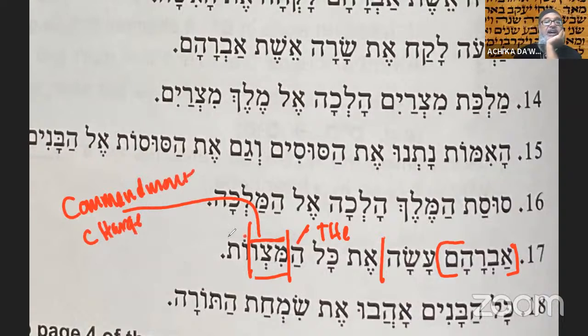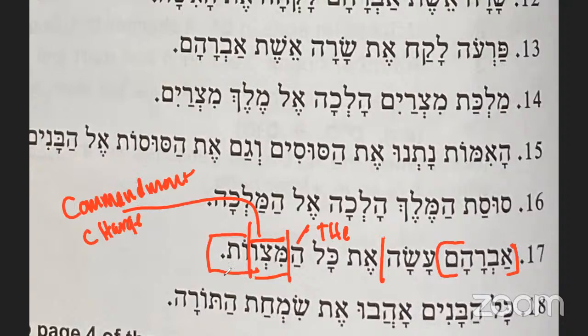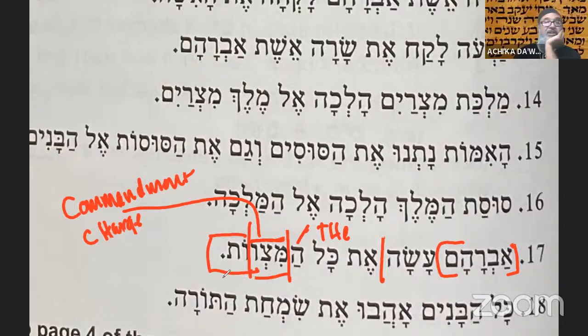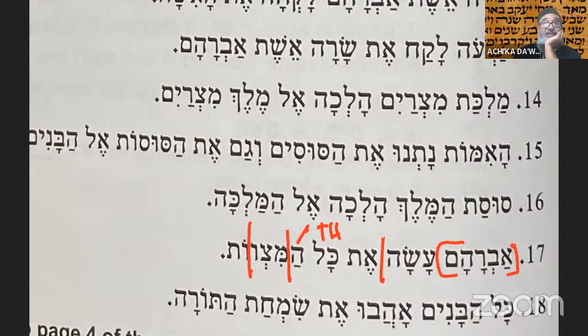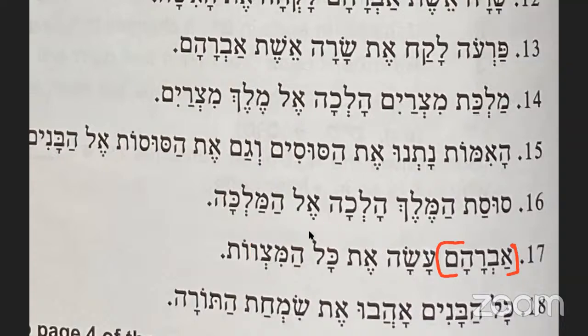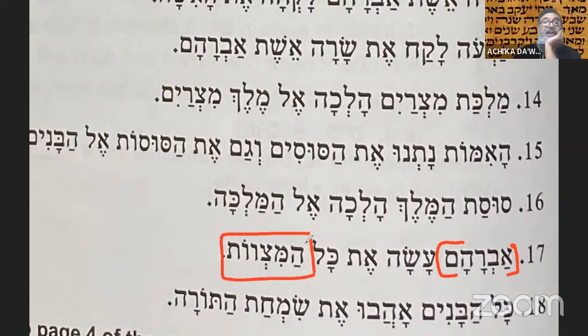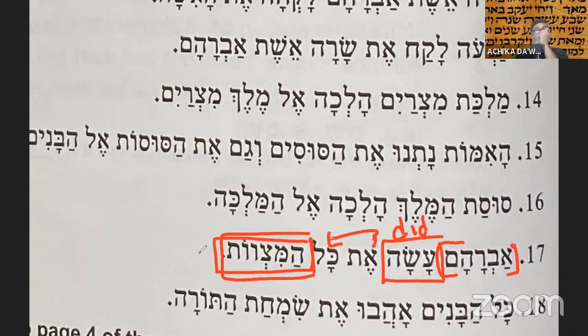Okay. I got ot on the end. So what is ot? Is it singular or plural? It's plural. Is it masculine or feminine? Feminine. So you would know that the mitzvot, the commandments of Yahweh, are feminine, correct? Right. You see? So the ha-mitzvot, okay? So Abraham, he did eth kol ha-mitzvot.